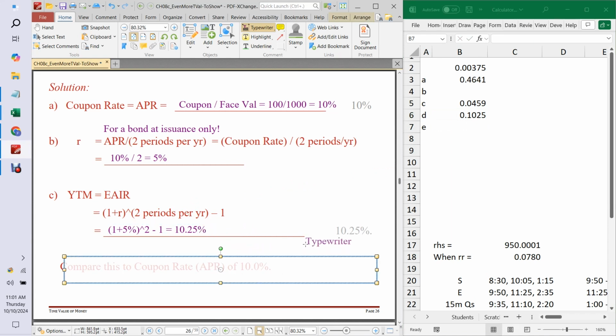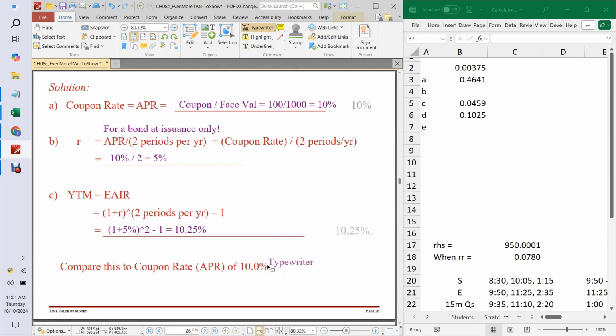So that's how fast your money is going to be growing in this contract if you hold it for the whole time. And the coupon rate, the APR, is less than that. So as usual, the APR is wrong, and the APR is underestimating the actual amount of annual compound interest.